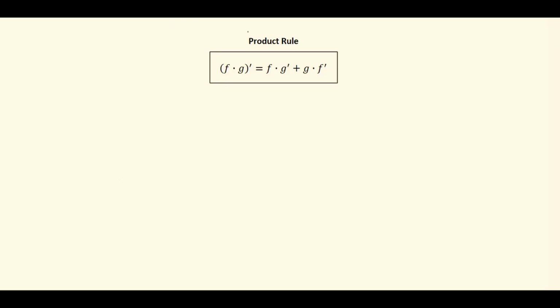The definition of the product rule says that if we have two functions, f and g, then the derivative of the product of those two functions is going to equal the function f times the derivative of the function g plus the function g times the derivative of the function f. So in other words, the derivative of the function f times the function g is going to equal first times derivative second plus second times derivative first.